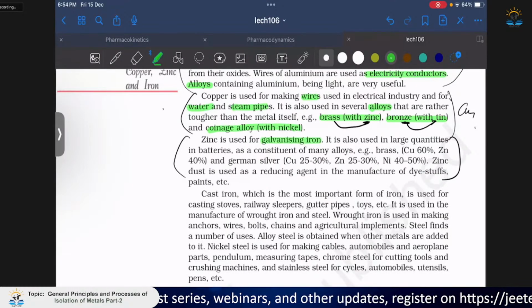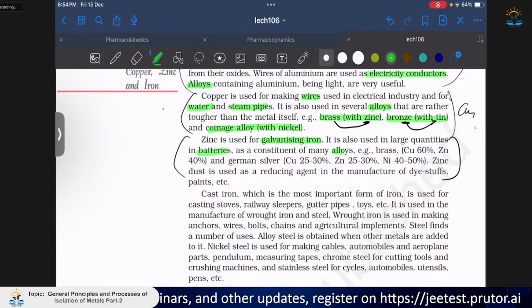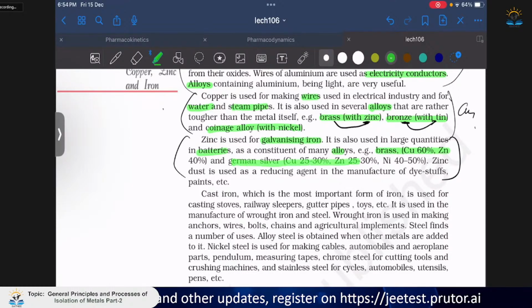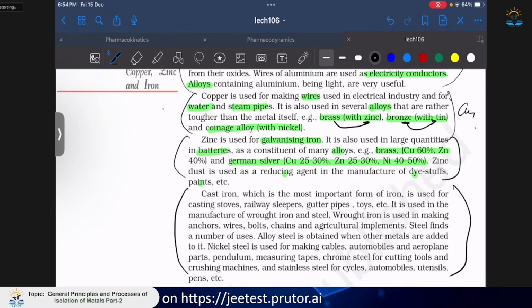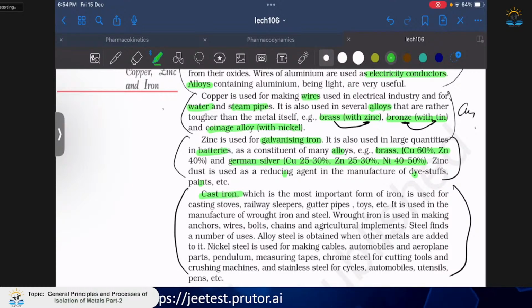Now zinc. Zinc is used for galvanizing iron, batteries, alloys, brass, German silver. Okay. Reducing agent in manufacturing of dye, paint. This was zinc. Lastly, you have iron, cast iron. It is used for stoves, railway sleepers, gutter pipe, toys. Okay. For making wrought iron and steel.